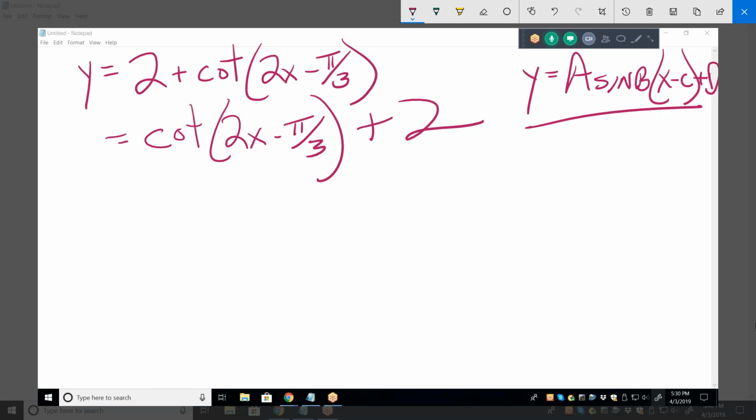Yeah. Well, we don't want the b to be inside. Because when the b is inside, then c is no longer the horizontal shift. If the b is outside, then c is the horizontal shift, or what they call phase shift. So let's take the 2 out. Okay. Easy enough to do.